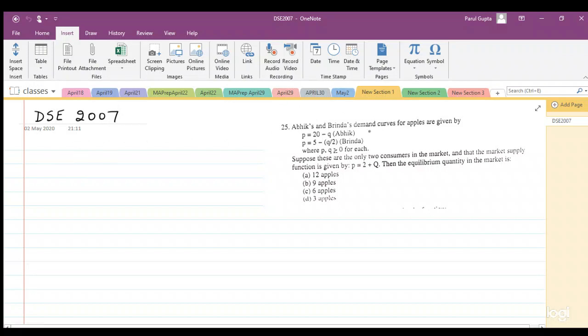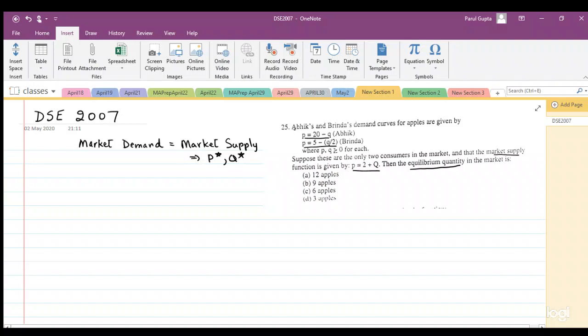Now, two consumers are given and their demand curves are given. We also have the market supply function given here. So these are the individual demand curves and this is the market supply. We have to find the equilibrium quantity. For the equilibrium quantity we will need the condition of equilibrium, that is market demand equals market supply, which will give us the equilibrium price and equilibrium quantity.